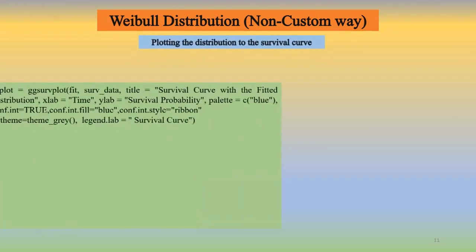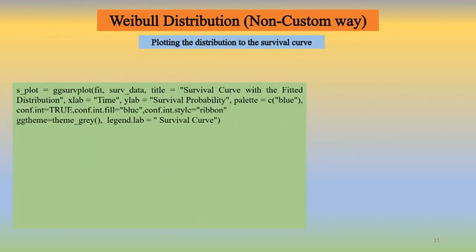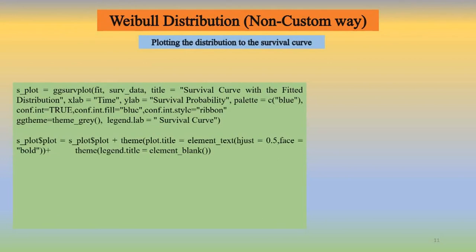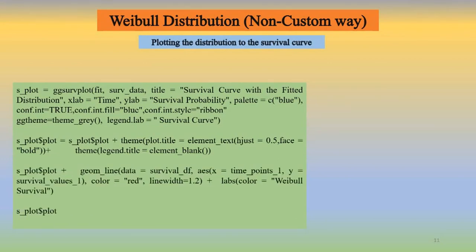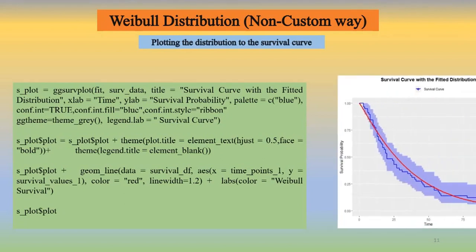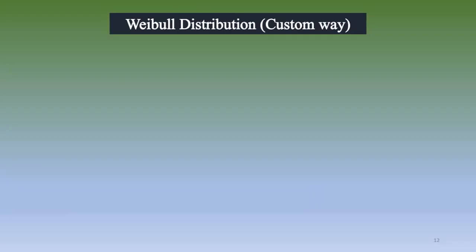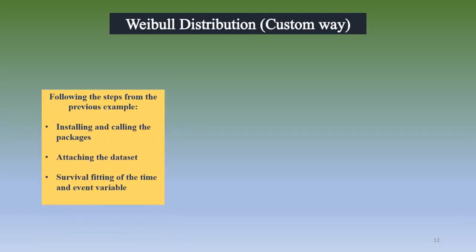For plotting the distribution, firstly we fit the survival curve using these two codes, and then the Weibull distribution is fitted as a geom line. Here is the output.